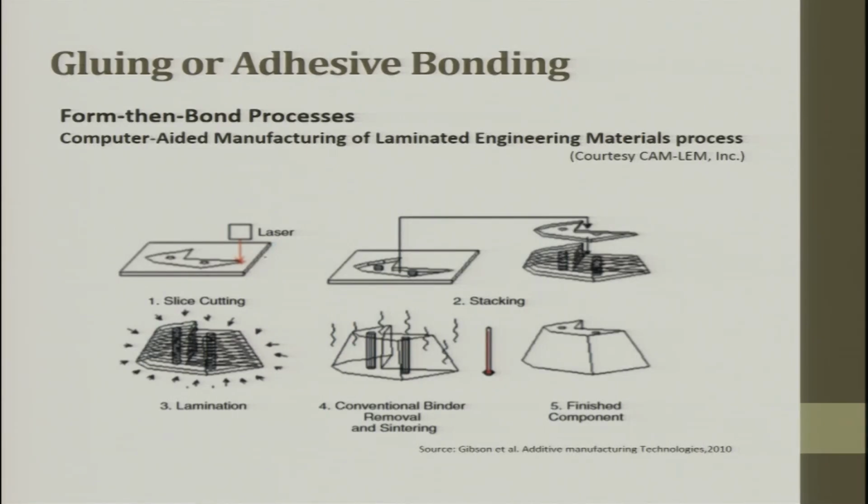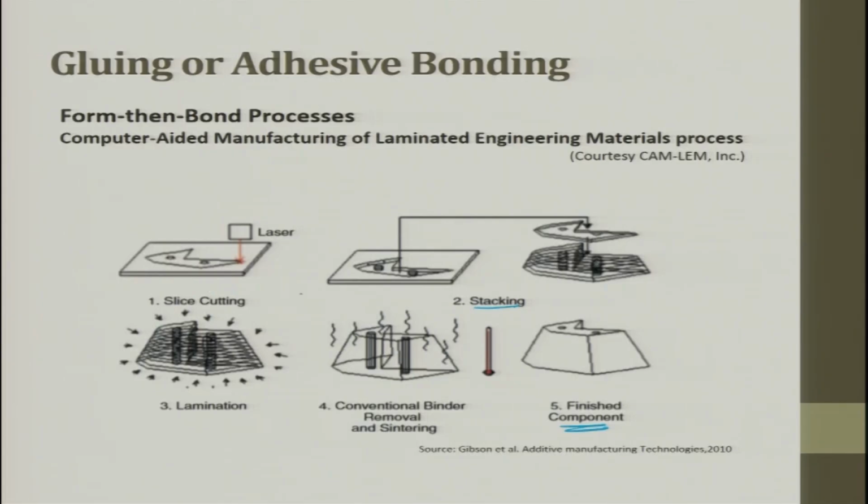First we use a laser, so slice cutting is done. Then we do stacking, which is placing them one above each other. Then lamination is done, and then conventional binder removal is done. So, all the binders are removed from the internals, and then finally you get a finished part.